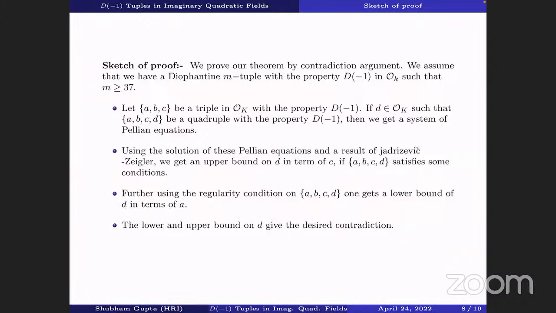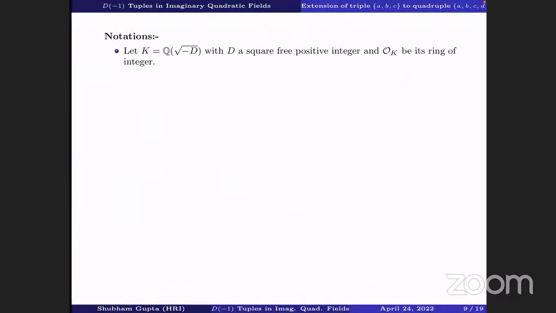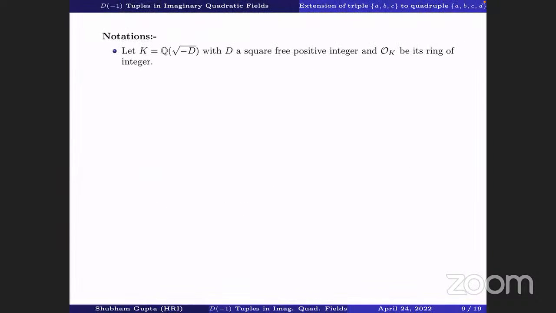Then via some calculation, we can get a system of Pellian equations. We use the solution of this Pellian equation and a result of Jadrijevic and Ziegler, and we can get an upper bound of D. For getting a lower bound of D, we use a regularity condition on the quadruple {a, b, c, d}. After combining the lower bound and upper bound of D, we can get the desired contradiction. So we will follow these steps. Okay, let us fix some notations. Let K be an imaginary quadratic field, and O_K be its ring of integers.